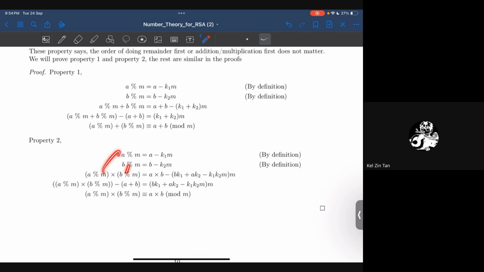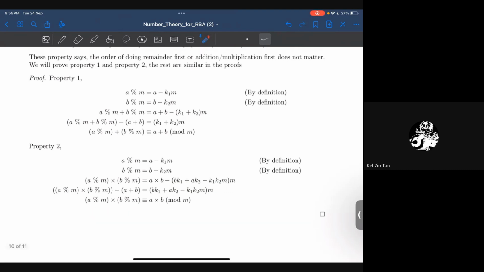For the multiplication here, it's basically the same proof. So I just multiply this thing, and then multiplying these together will be somewhat messy, but it is still the same. So we have bk1 and ak2, k1k2, we have this, and then you just move to the other side, and you also just get the same thing. Oh, sorry, this is a typo. This should be multiplicative. Yeah, this should be times.